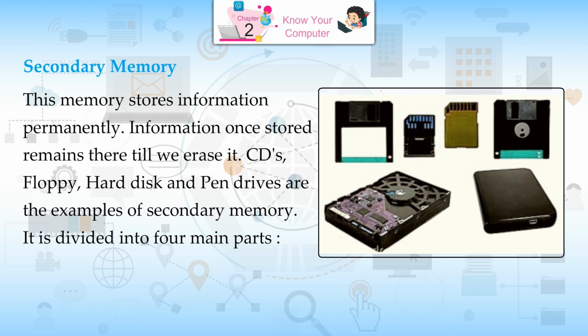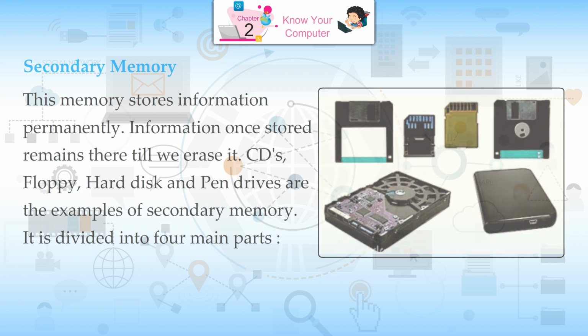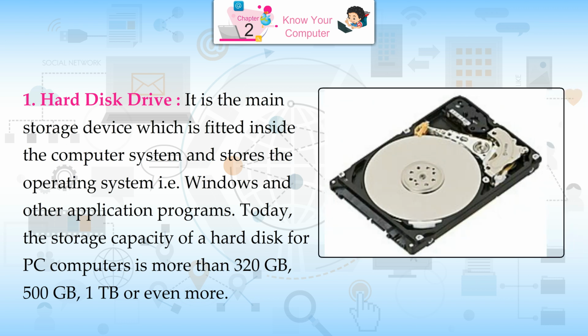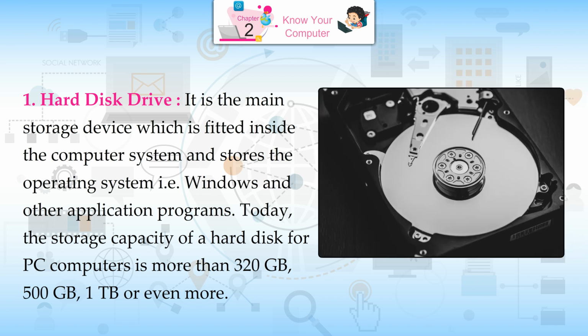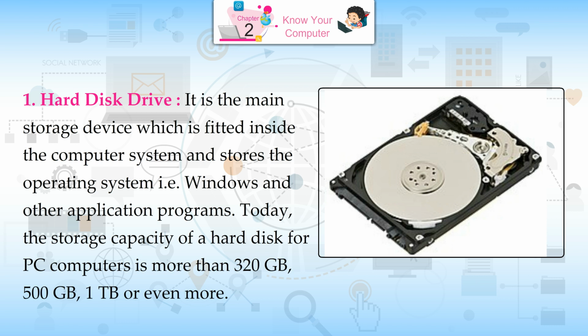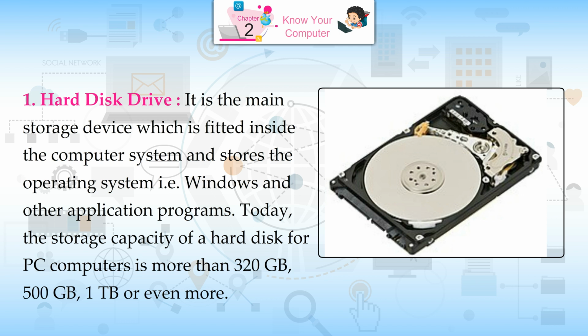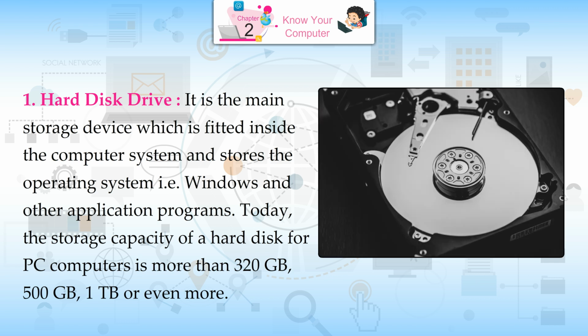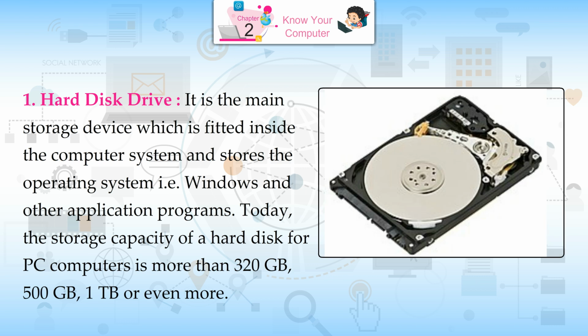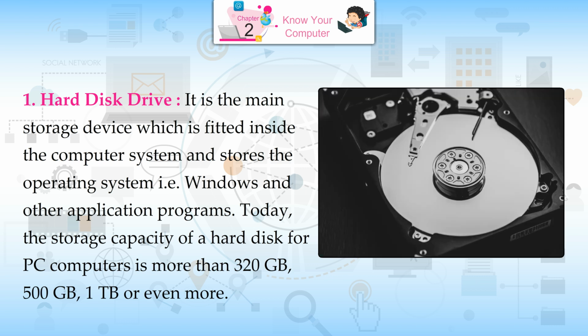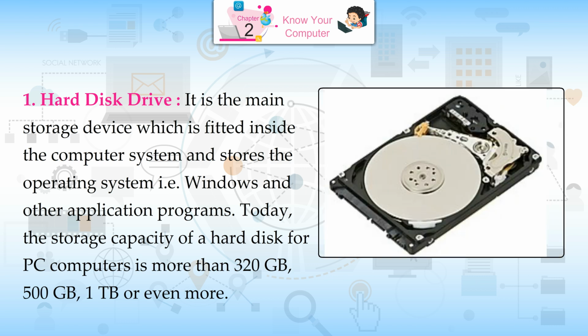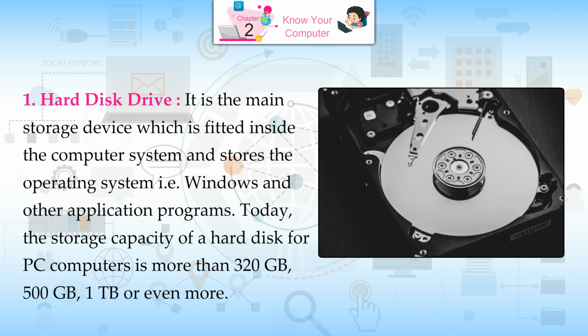It is divided into four main parts. First, hard disk drive. It is the main storage device which is fitted inside the computer system and stores the operating system, that is Windows, and other application programs. Today, the storage capacity of the hard disk for PC computers is 320 GB, 500 GB, 1 TB or even more.